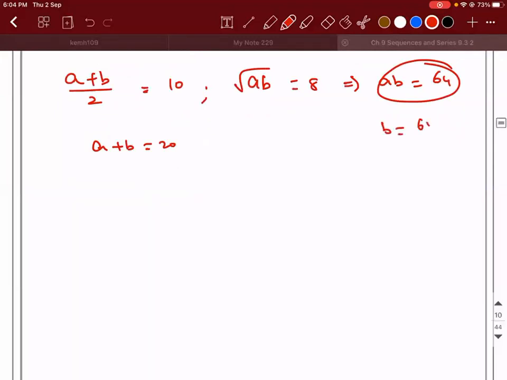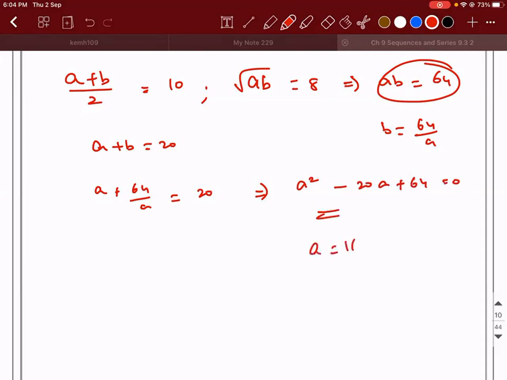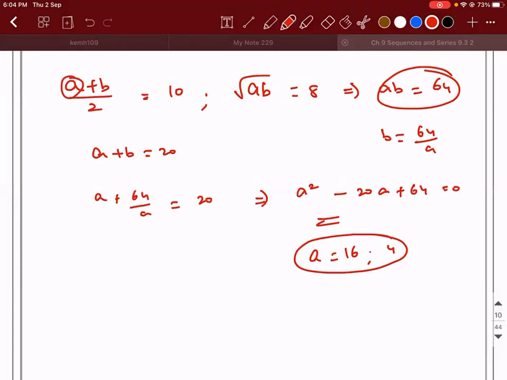So B will be 64 by A. Substitute it here: A plus 64 by A is equal to 20. A square minus 20A plus 64 is equal to 0. So 64 means it should be 16 into 4. So A will be 16 or 4. When you put A is equal to 16, you will get B as 4. When you put A as 4, you will get B as 16.